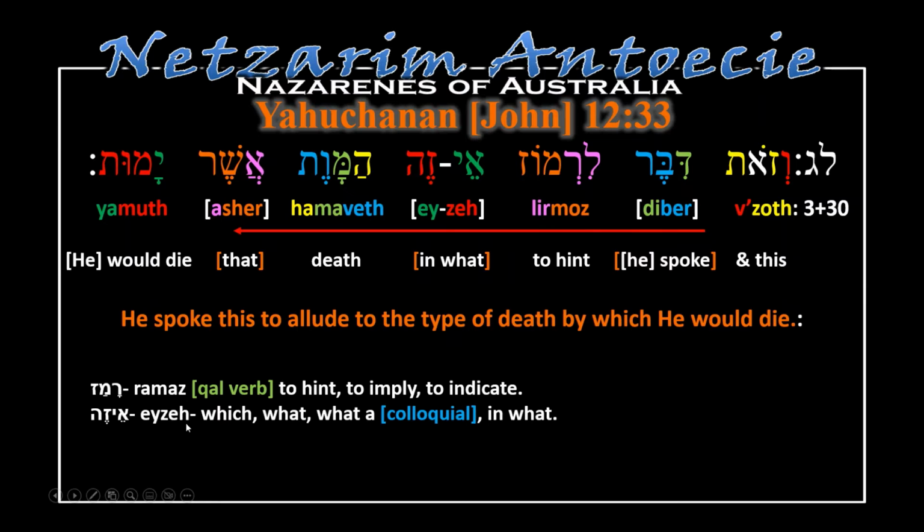Now let's have a look. Aze can mean which, can mean what. It can mean what are, that's colloquial. And then it can mean in what. And that's what I've used. In what? Hamavet, death. In what? Literally it's the death, but in death. In what death? Asher yamut. The ya means would, shall, and then mut means die. That he would die. So therefore, in English, it is: he spoke this to allude to the type of death by which he would die.